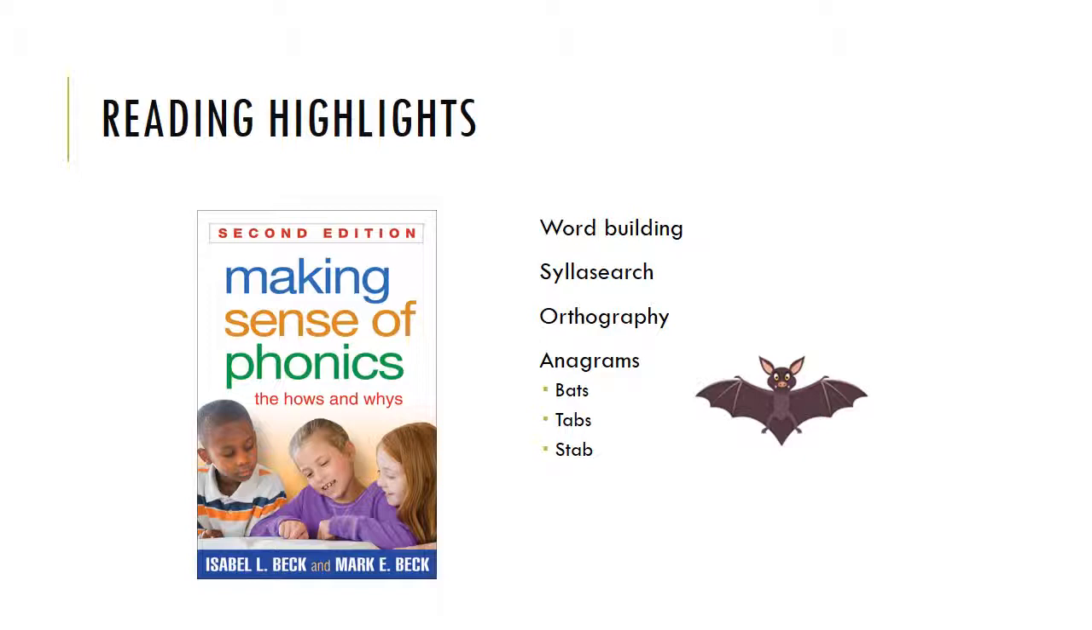Some reading highlights. In the 4 chapters, you will be reading things about word building, syllable search, orthography. You'll also be learning about an activity that you can incorporate into your classrooms called anagrams, which is looking at words and then figuring out how to scramble the letters to make other words. And I noticed that at the beginning of our PowerPoint, we had a picture of a bat, and we had bat or bats. And when you look at those 4 letters, you can make 3 words out of that. And so that's an example of an anagram activity.